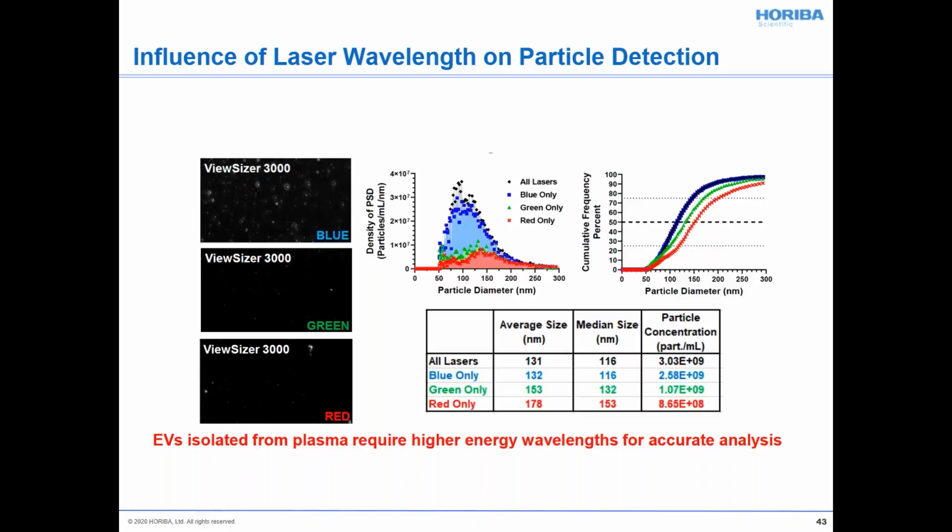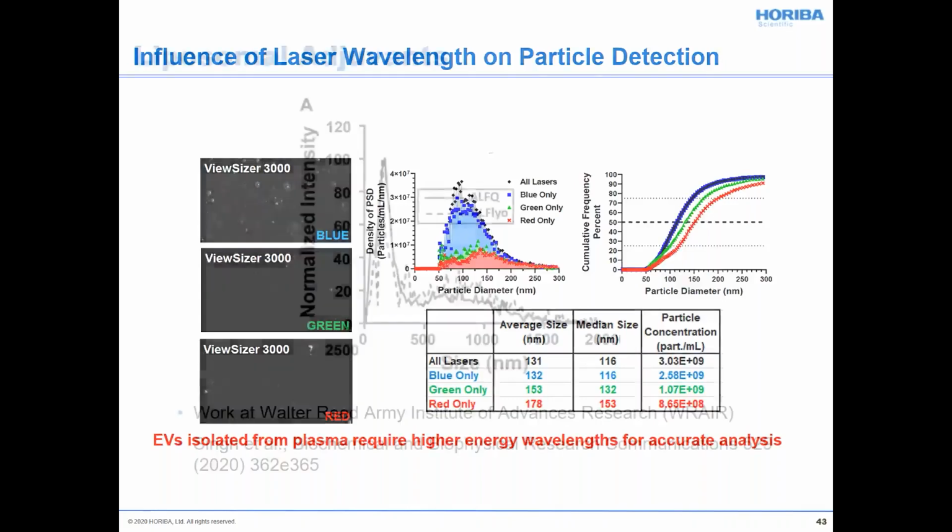A couple lessons here. You can certainly see from the overall concentration that you need all three lasers, and you can also see that the red and the green are a lesser part of the sample than the smaller particles. And so you really need this higher energy laser to get accurate analysis of the smaller extracellular vesicles, and you need the lower power laser of the red and the green to get the larger ones.